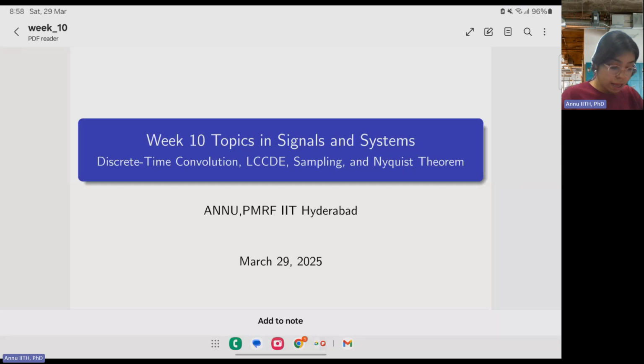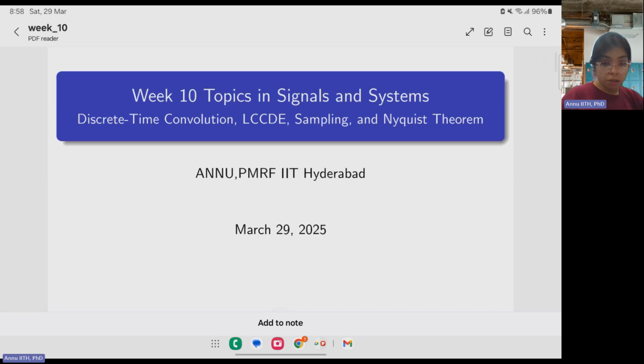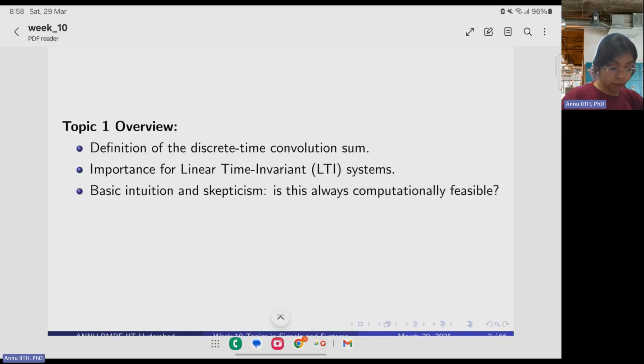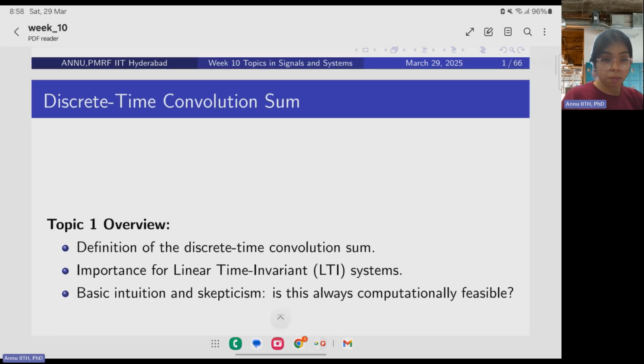So week 10 was mostly focused on discrete time convolution, LCCDE, sampling, and the Nyquist theorem. So today we will be dealing with all this. For the next 2 hours, I will be teaching you about all these topics. I expect you should have the basic knowledge by this time, because half of the course is almost completed. So the topic one is the discrete time convolution sum.